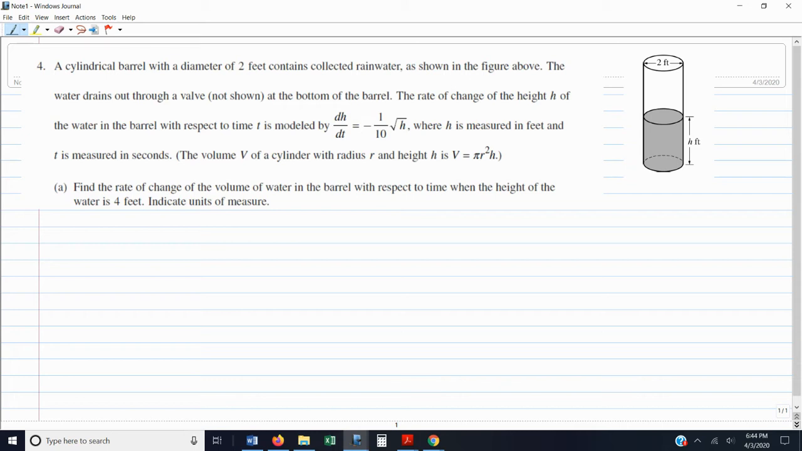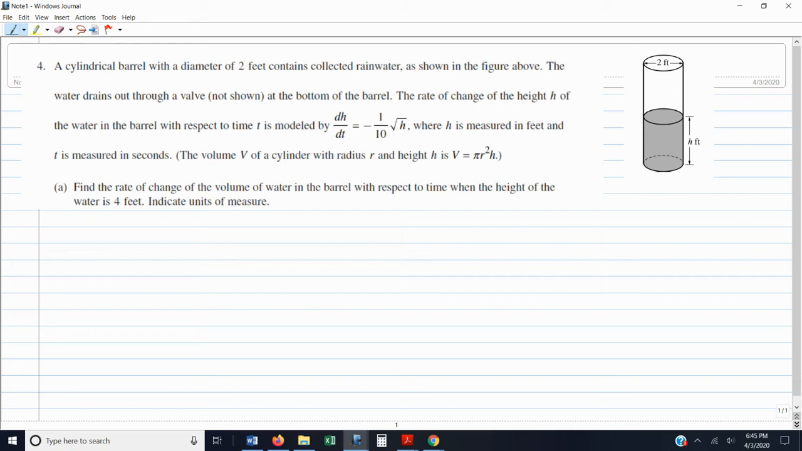Question says a cylindrical barrel with a diameter of 2 feet contains collected rainwater as shown in the figure above. The water drains out through a valve which is not shown at the bottom of the barrel. The rate of change of the height of the water in the barrel with respect to time is modeled by dH/dt equals -1/10 square root of h, where h is measured in feet and t is measured in seconds. The volume V of a cylinder with radius r and height h is V equals pi r squared h.